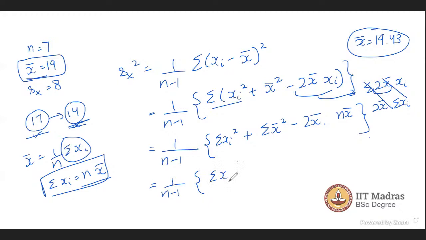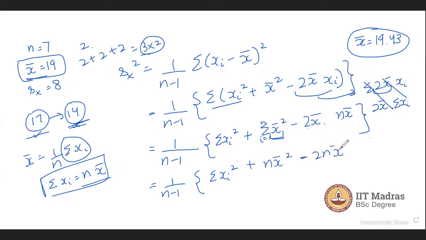Summation xi square plus, I am adding a constant n times. Okay, say I have an observation 2. If I am adding 2, say 3 times, then it will be 3 times 2, right? Here also I'm adding a constant n times. So it's n x bar minus, it's 2n x bar square, right? So my final equation comes out to be summation xi square minus n times x bar square.